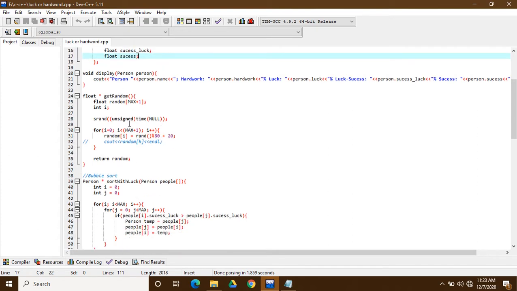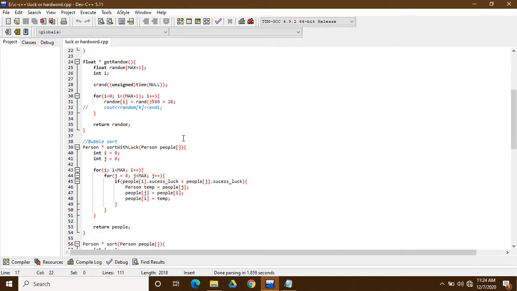Every time it's called, it uses the current time as the seed and generates a random number in the range of 20 to 100. By assumption, I'm taking that even the laziest person who achieves success has at least 20% hard work, and not less than that. So nobody can be 0% at hard work or 0% at luck. So that's the get random function.